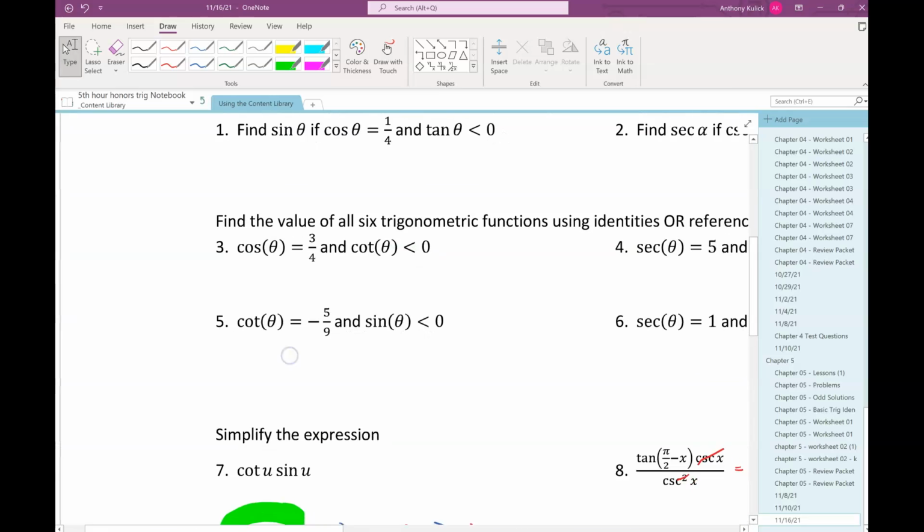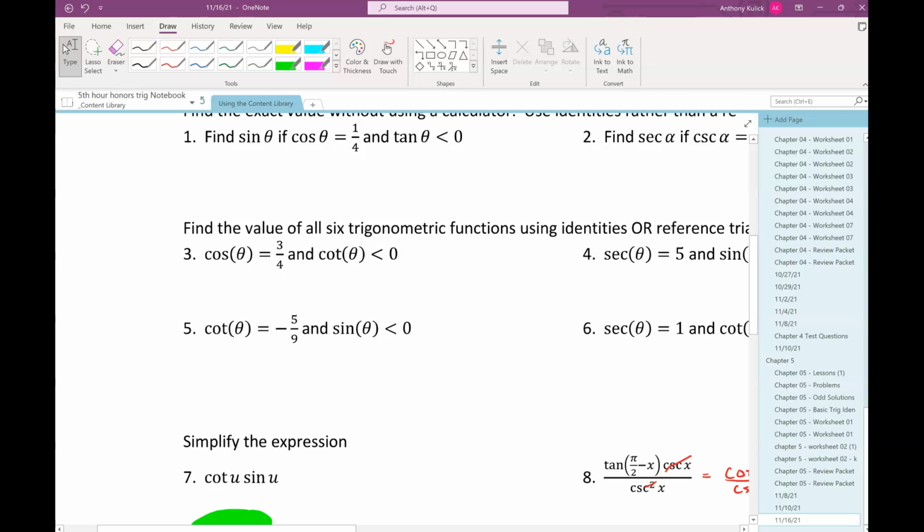Okay, so it wants all 6 trig functions. The first one, really easy. If I have cosine, secant I basically get for free, right? So nothing tricky about that. It's just the reciprocal of cosine.